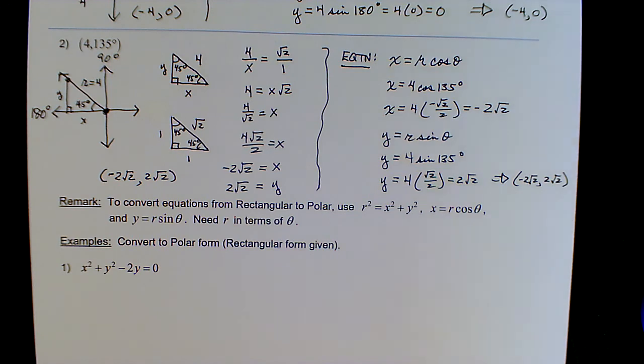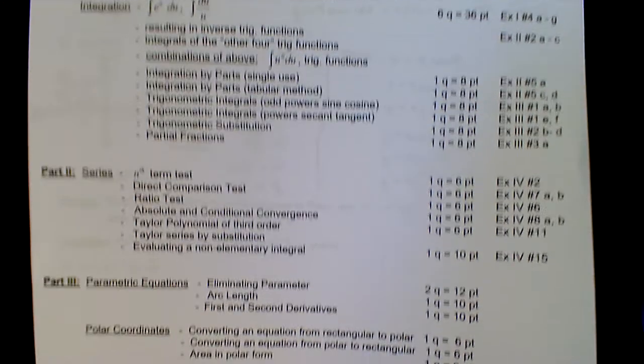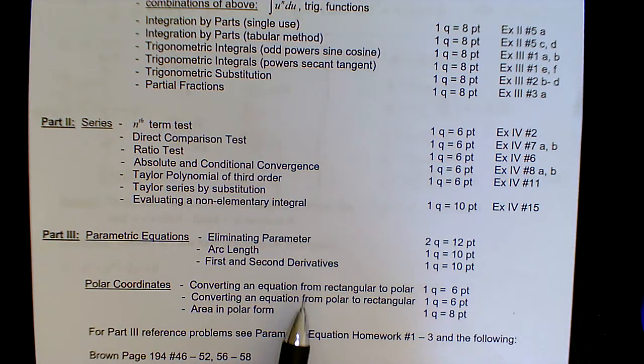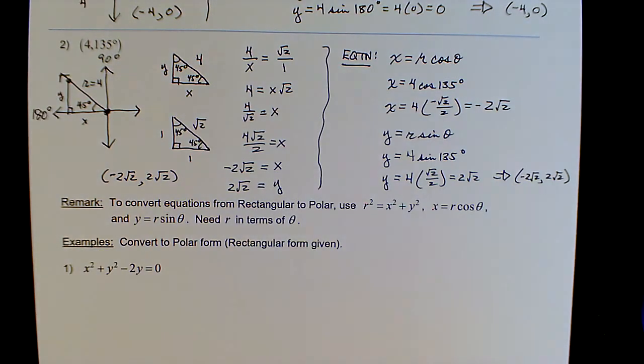And last time we saw the theory behind polar coordinates and how to convert points from polar form to rectangular form and vice versa. But you're not going to be tested on that conversion of points. If you look at the final exam topic sheet posted in Blackboard, as I mentioned before, under polar coordinates part 3, you can see we're going to convert equations from polar to rectangular and vice versa, one question of each, worth 6 points each. So here's a couple examples of each of those.